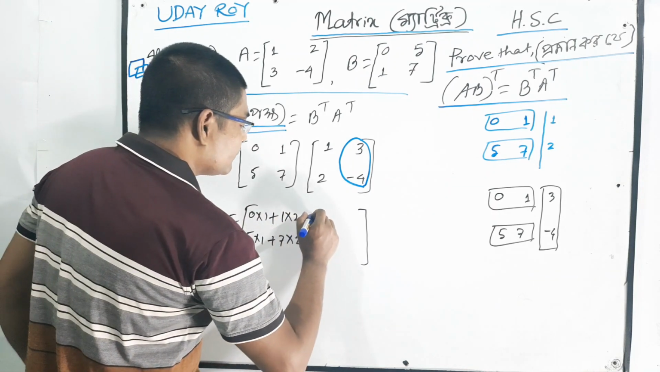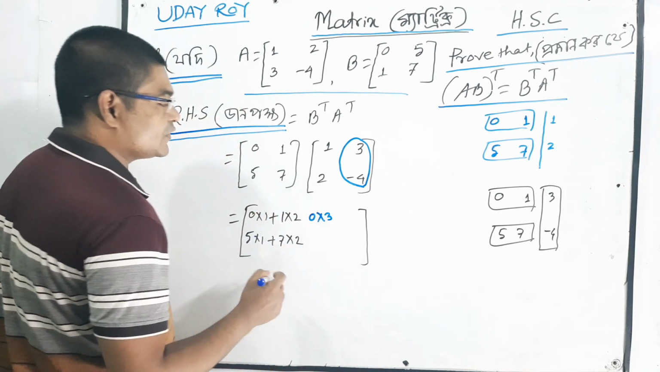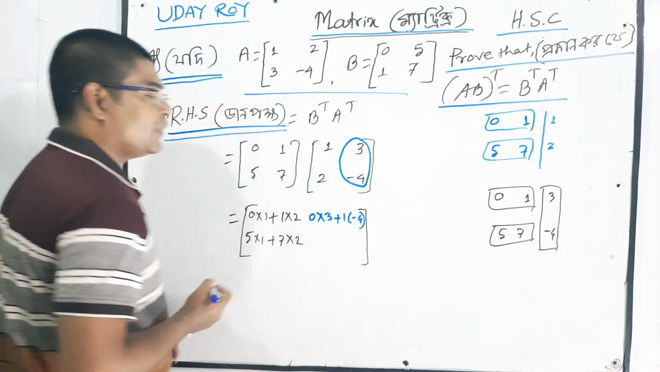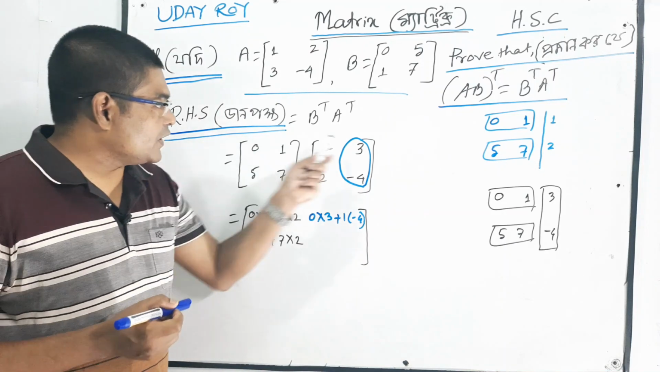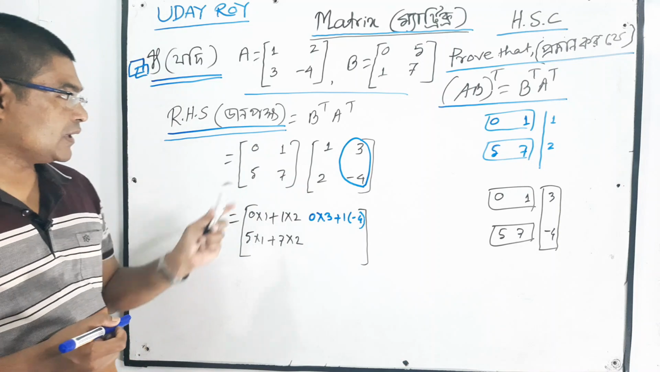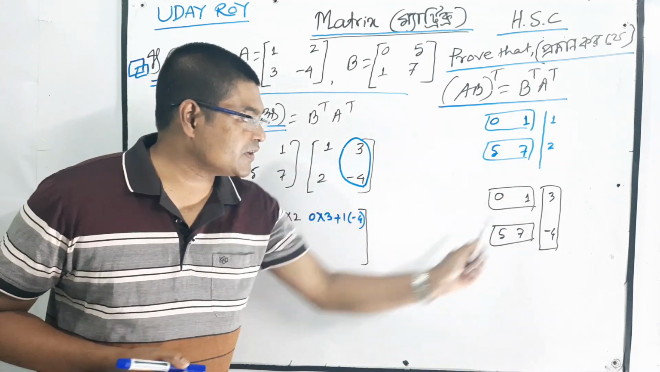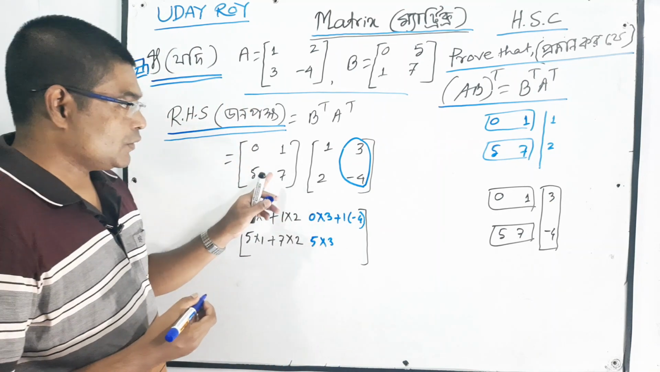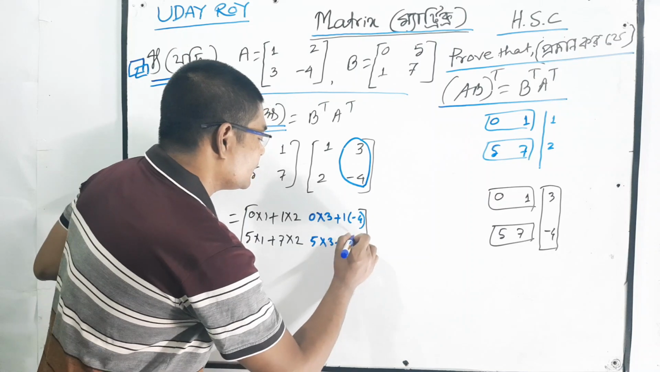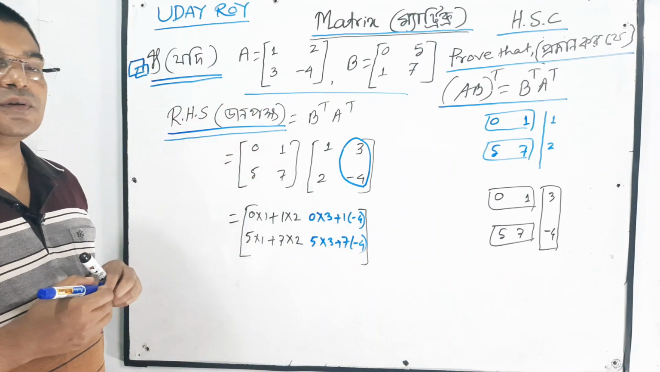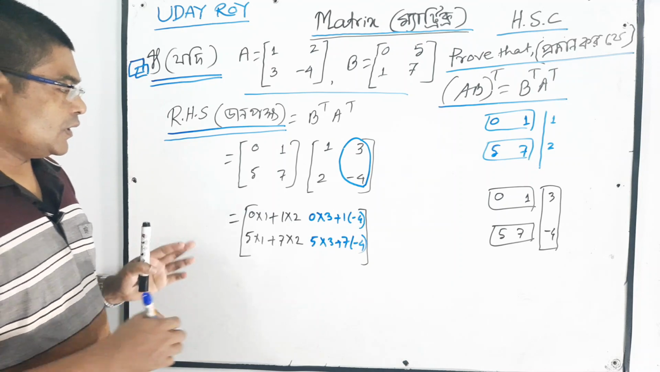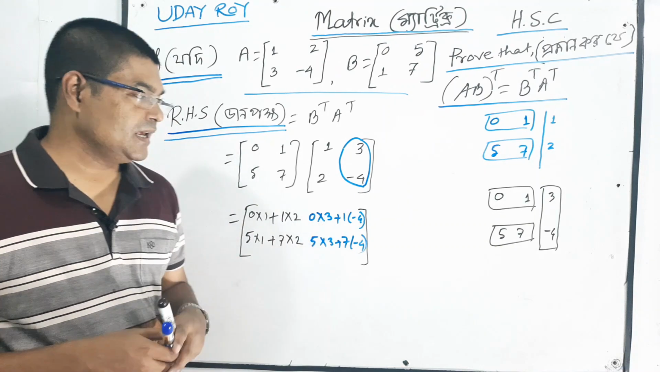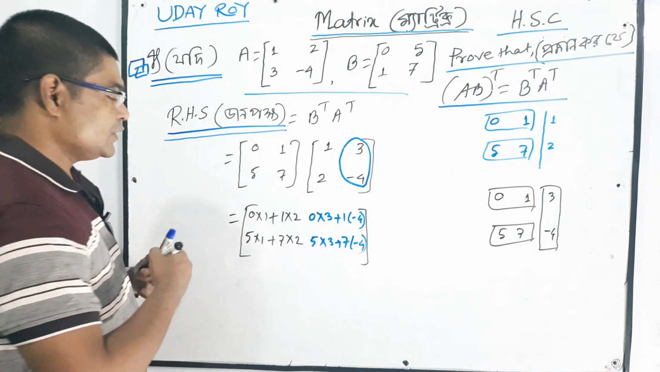0 into 3 plus 1 into minus 4, and 5 into 3 plus 7 into minus 4. Already the multiplication is completed. Both multiplications are complete. Now we will have to find out the answer. So make it short.